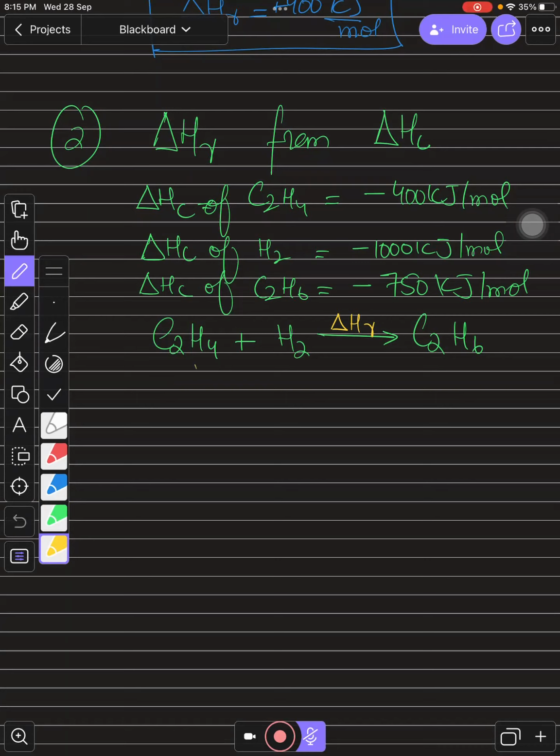You can write over here, whenever C2H4 is combusted, it will form carbon dioxide and water, right? Whenever hydrogen is combusted, it will form only water. And whenever C2H6 is combusted, it is also going to produce carbon dioxide and water. No need to specify the products over here. We just need to know that carbon dioxide and water are what will form, so the arrow head can be anywhere, it doesn't matter. You just have to make this cycle for your own ease.